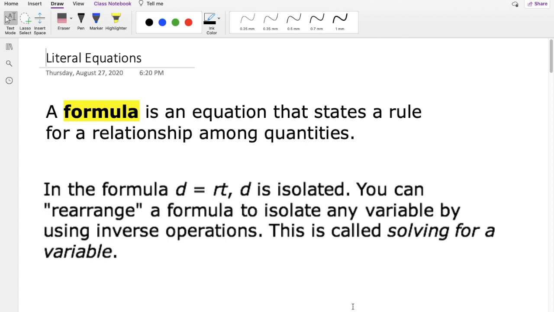I'm not asking you to memorize that formula. This is just an example. One of the things you need to notice is that this is the formula for distance because d is the variable that is isolated. You can rearrange this formula to isolate any of the variables by using inverse operations. This is what we call solving for a variable. So for instance, if I wanted to solve for the rate, I would just divide both sides by t, and I would learn that rate equals distance over time.